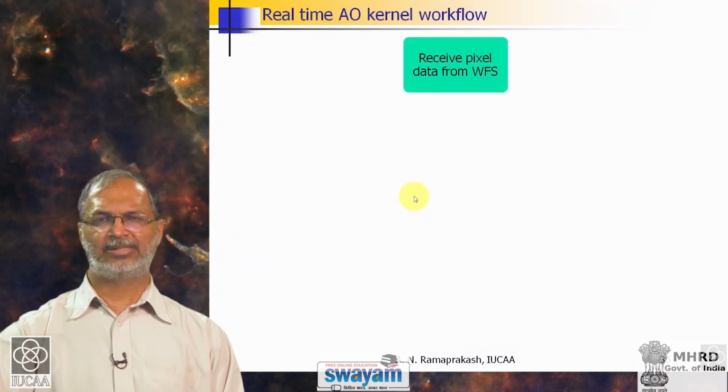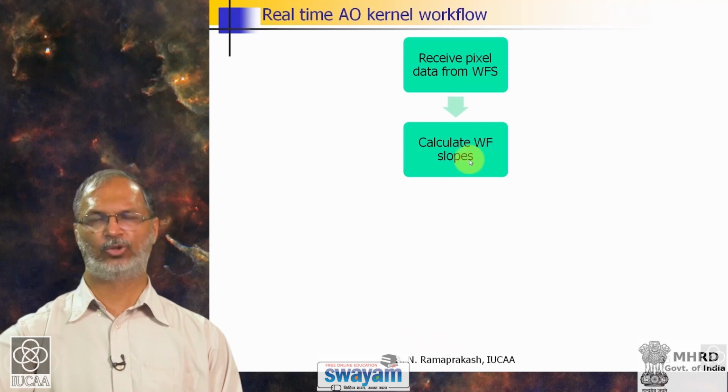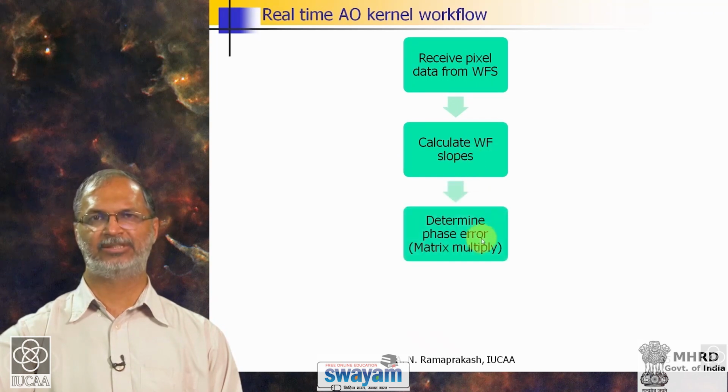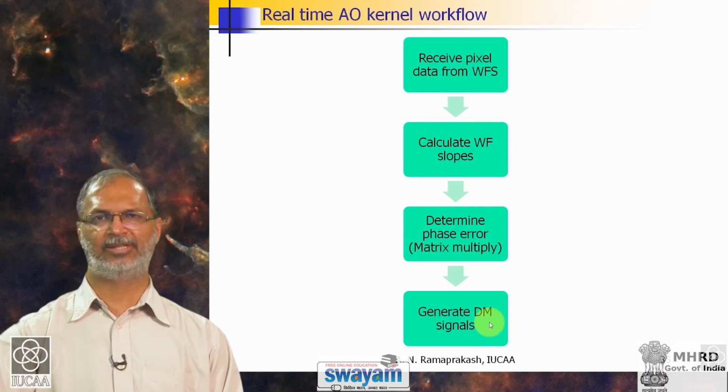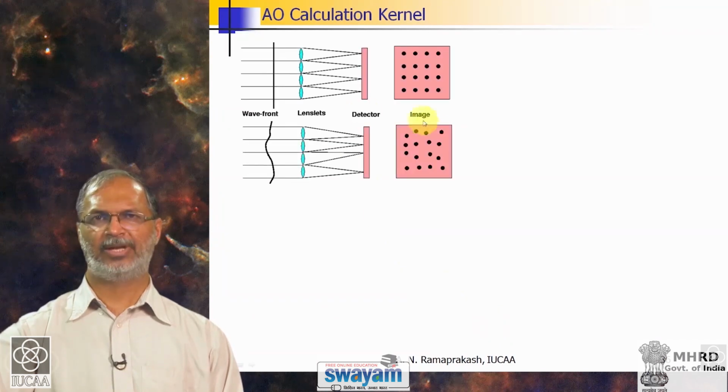Now, as I explained here, just capturing the main steps of an AO system, you have to receive the information from the wavefront sensor. You have to calculate the instantaneous slopes at each of those lens apertures, determine the phase error and reconstruct the shape of the wavefront, and generate DM signals, deformable mirror signals, so as to change the shape of the deformable mirror to instantaneously compensate for the distortion. And that whole system is called an adaptive optic system.